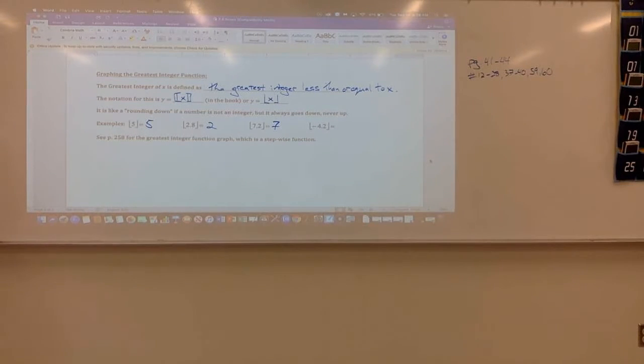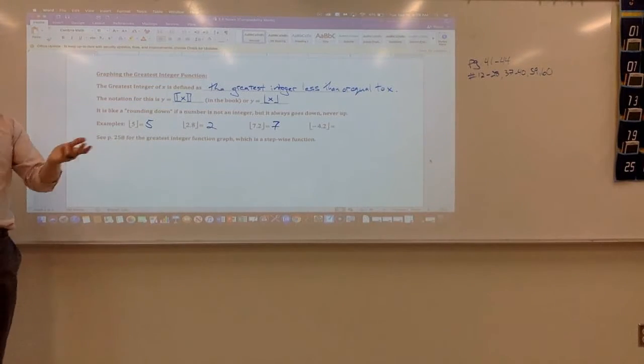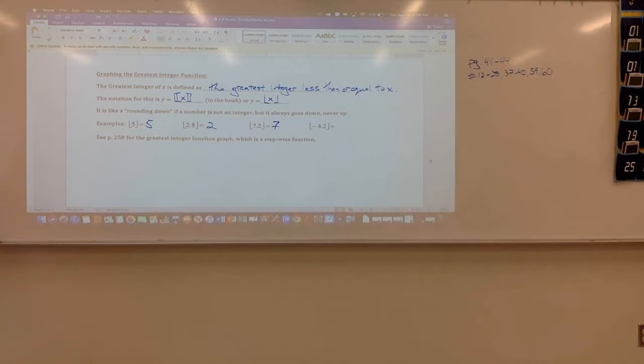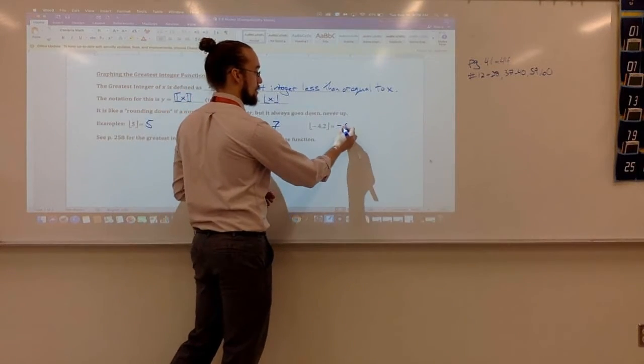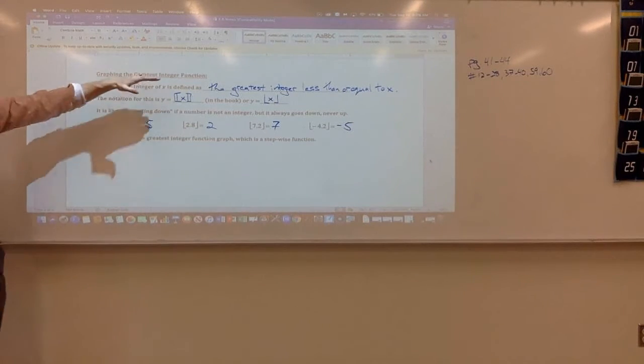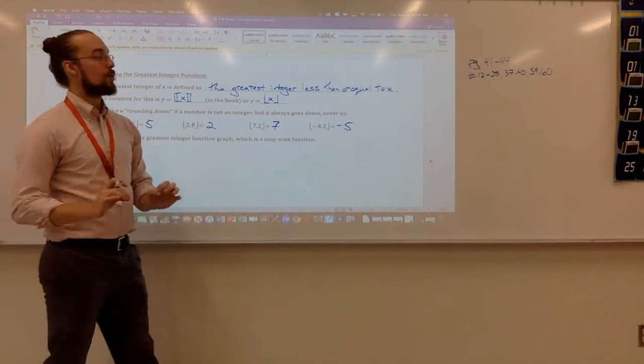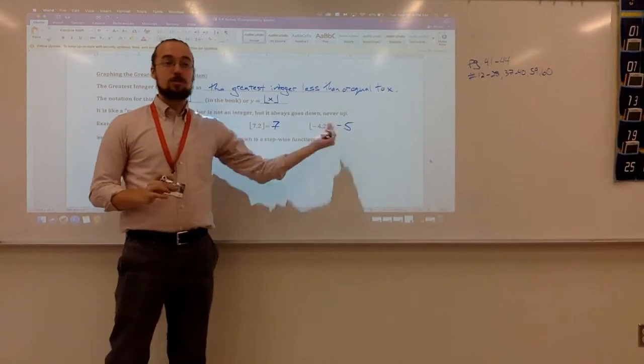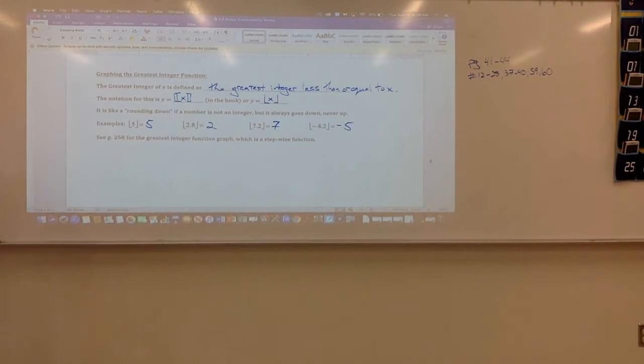If I'm rounding down negative 4.2 to the greatest integer less than or equal to negative 4.2, what am I going to get? Is it negative 5 or negative 4? Which one is it? Negative 5. Right? Negative 4 is greater than negative 4.2. We want the greatest integer less than or equal to x. So the greatest integer less than or equal to negative 4.2 is negative 5.